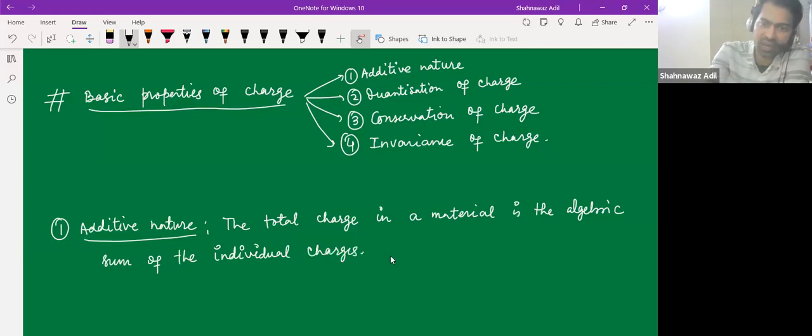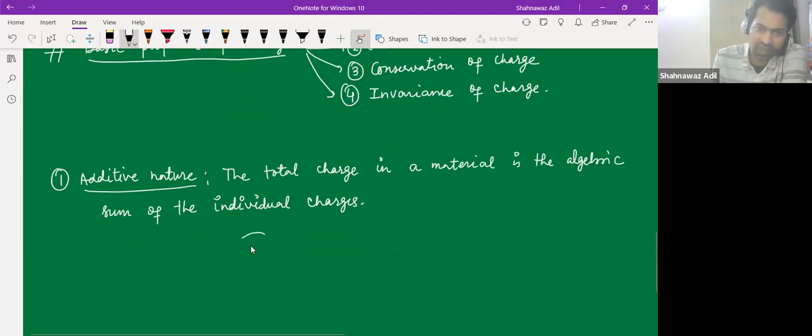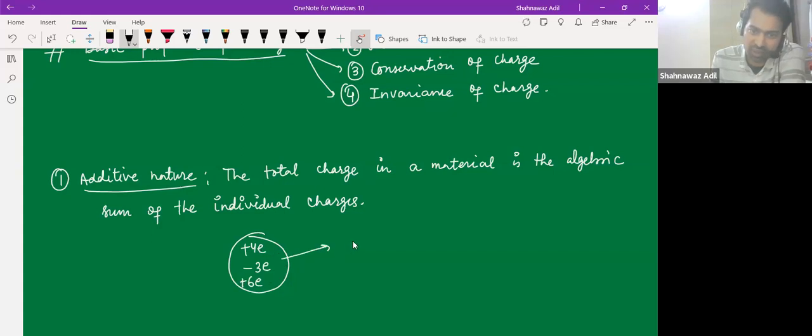So let's say we have a material which contains 4 electrons and 4 protons, and then let's say we have 3 electrons and 6 protons. Then the total charge in this material would simply be 4e minus 3e plus 6e. So total charge Q would be simply how much? 10 minus 3, 7. So this would be the total charge, right?